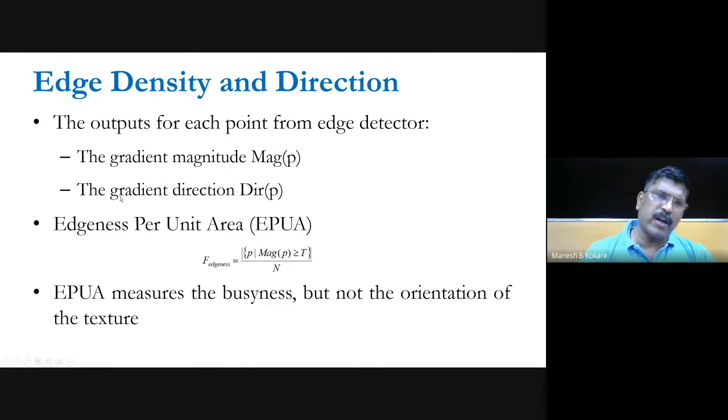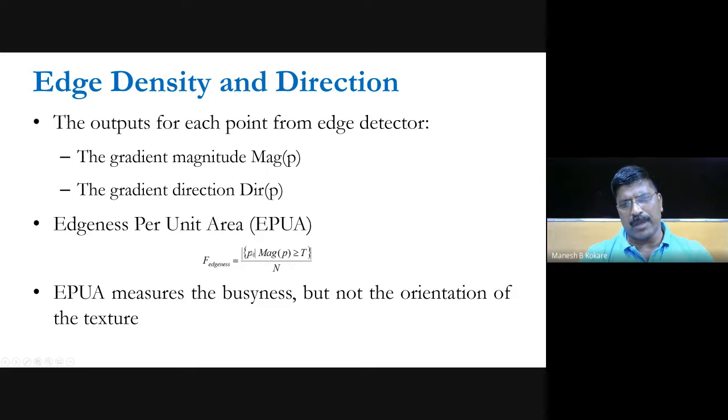From that, you can calculate the edgeness per unit area, EPUA. This edgeness per unit area measures the busyness but not the orientation of the texture. So how do we calculate the edgeness? F edgeness is given by the magnitude of this one P.